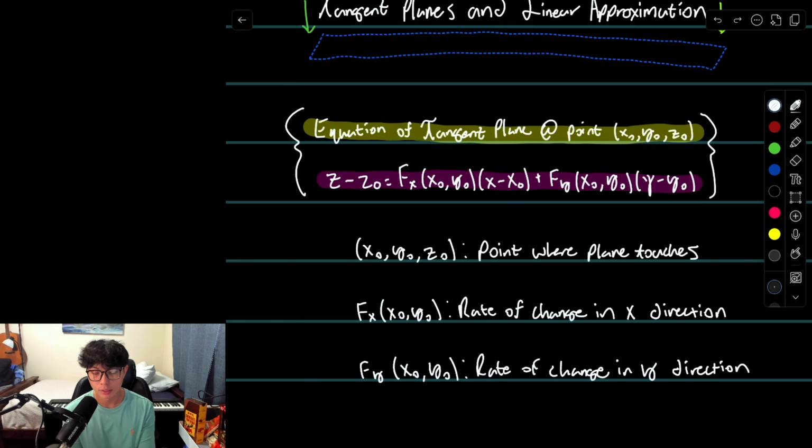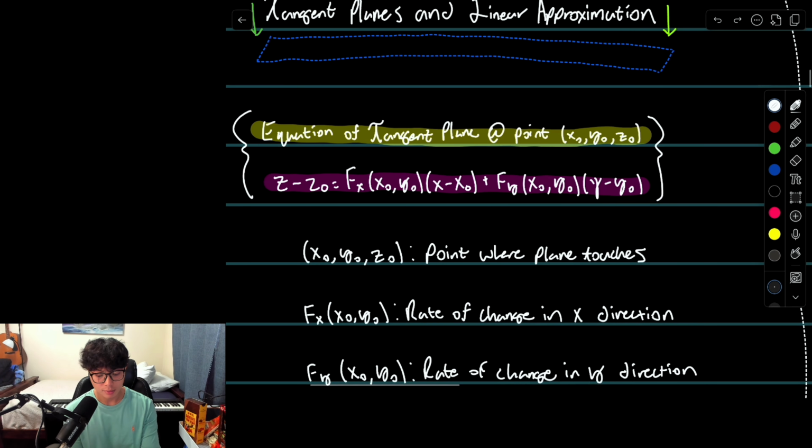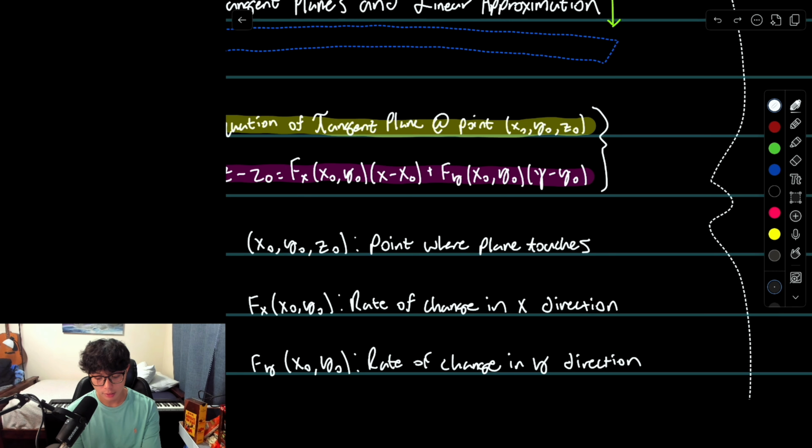At a given point (x0, y0, z0), we're given the equation z minus z0 equals the partial derivative of f with respect to x at (x0, y0) times x minus x0, plus the partial derivative of f with respect to y at (x0, y0) times y minus y0.